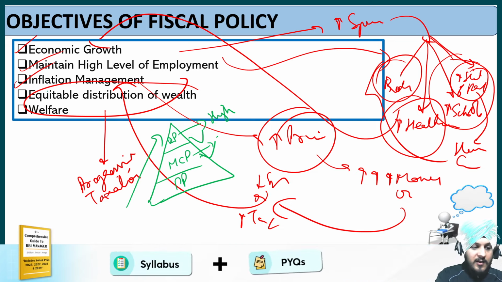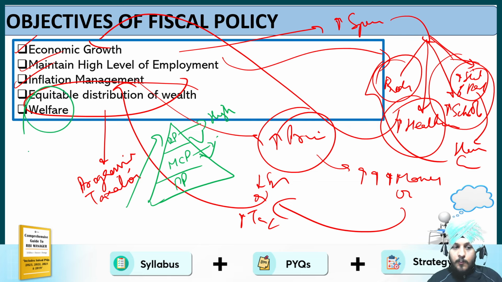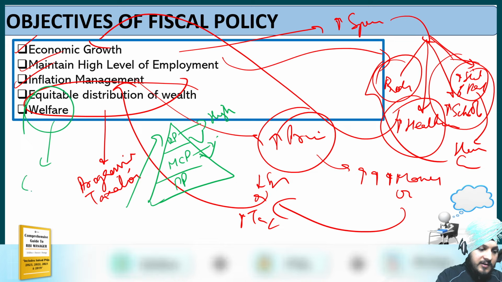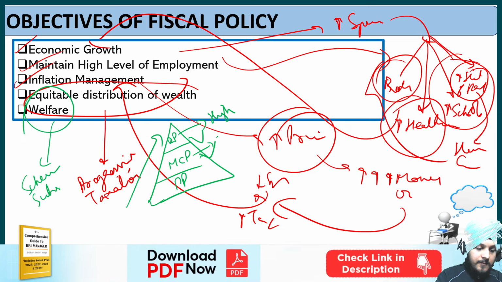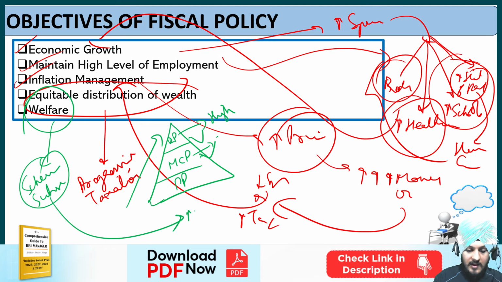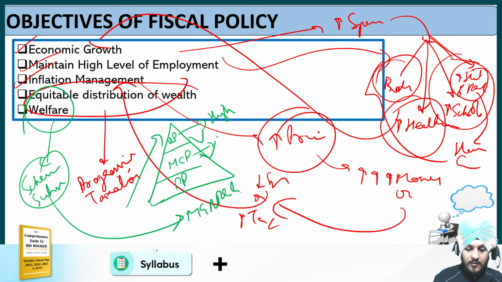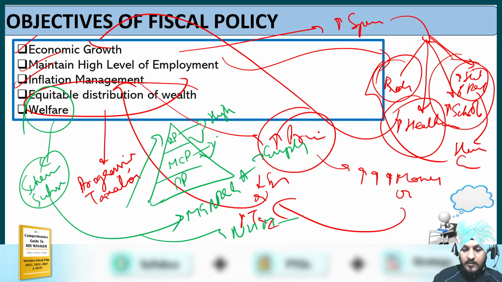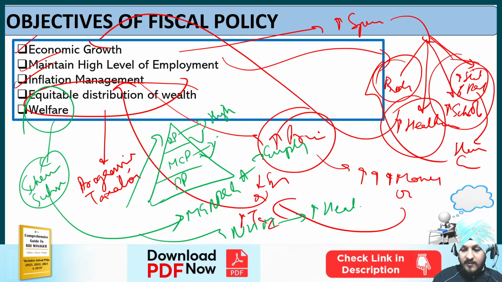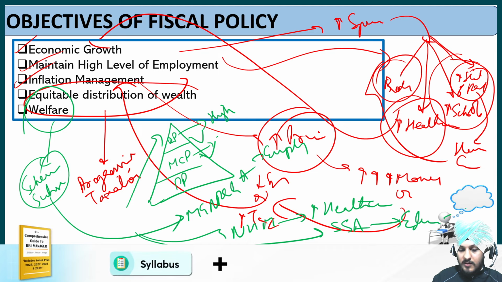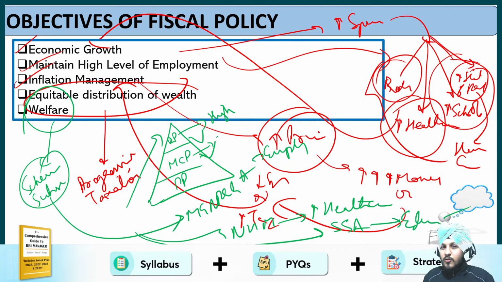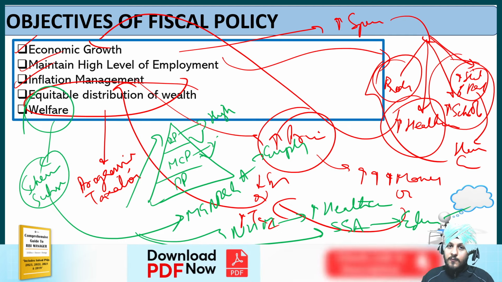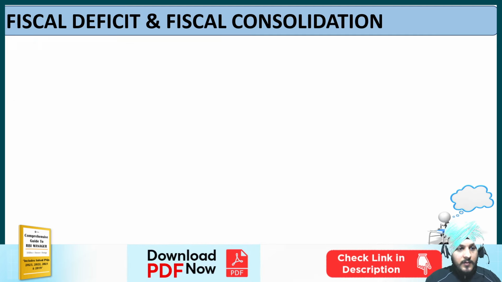The next is welfare. How can the government promote welfare through fiscal policy? Through the availability of different schemes or subsidies, such as MGNREGA for employment, the National Health Mission for improving healthcare services, and Sarva Shiksha Abhiyan for education. It can be n number of schemes. So that's how the government is promoting welfare through the approach of fiscal policy. I hope this is clear to you.